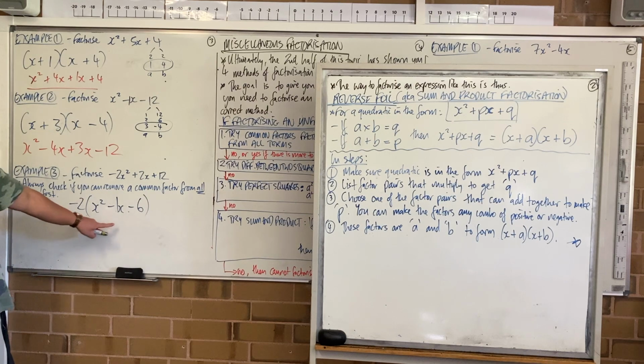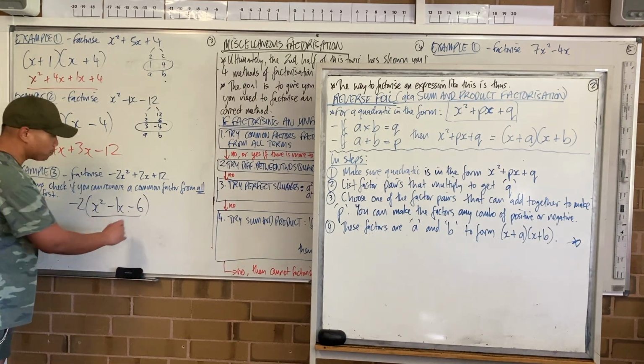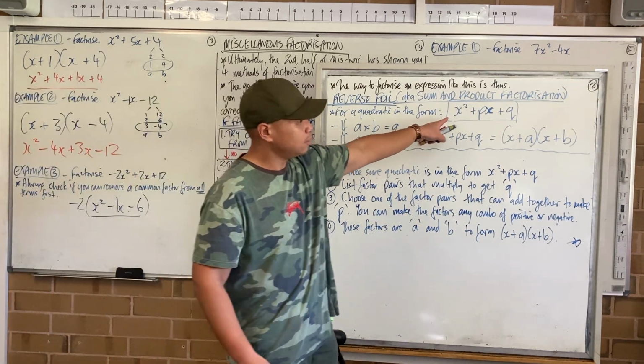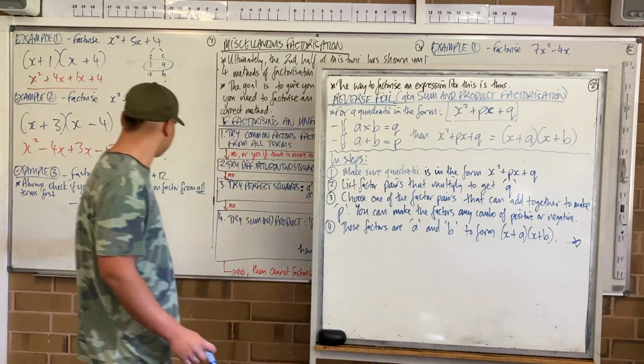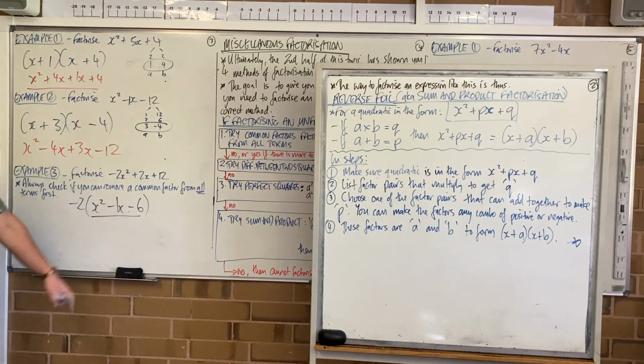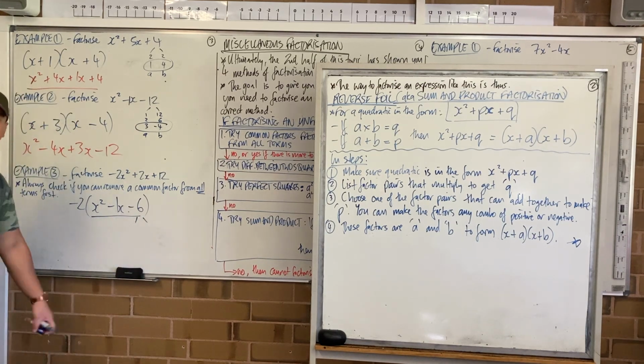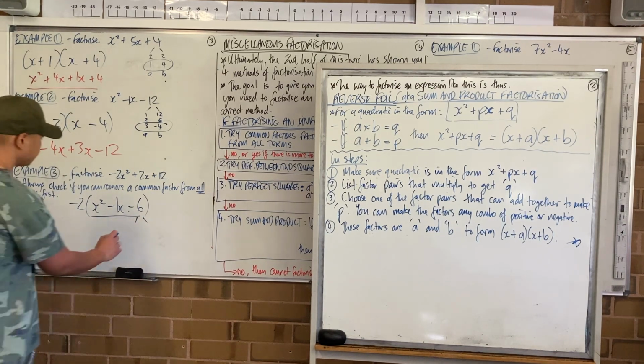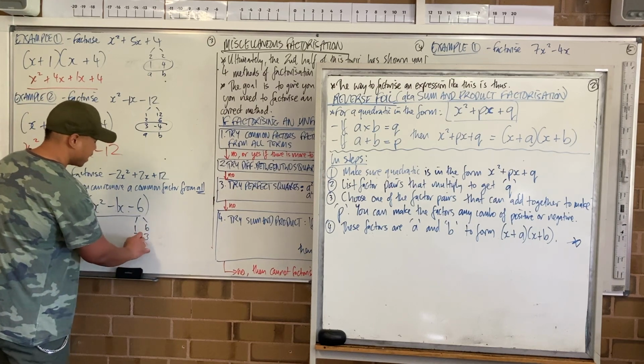So I've removed a common factor. Does this stuff in the brackets look like this now? Positive x squared plus something x plus something else. What numbers can I times together to get 6? 1 and 6, 2 and 3. Is there anything else?